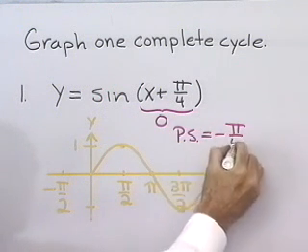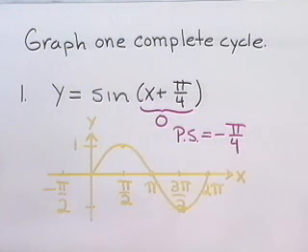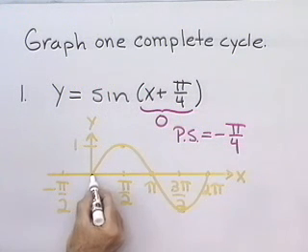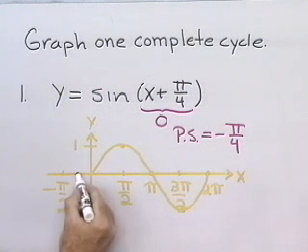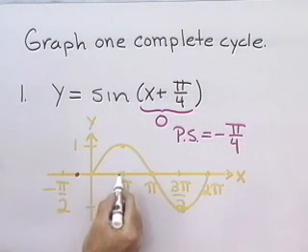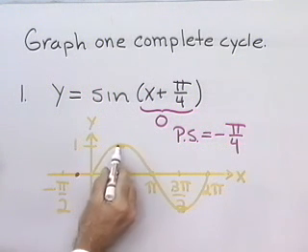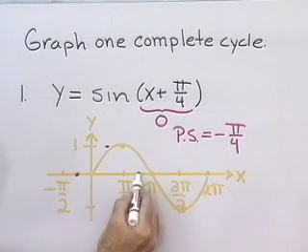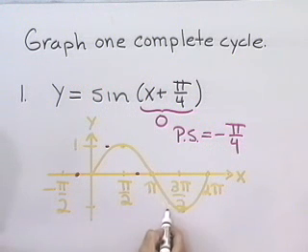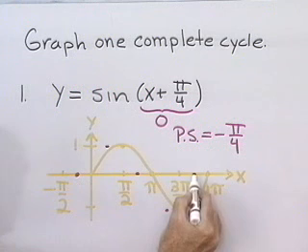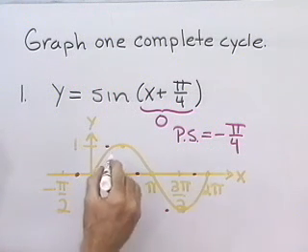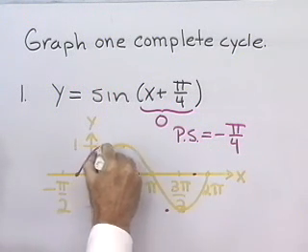Phase shift is equal to negative pi over 4. So where my graph would normally start right here, this graph is going to start at negative pi over 4. So all of these points on the graph are going to be backed up pi over 4 units. So where that was right there, it's going to be back pi over 4, and where that was right there, it'll be back pi over 4. So my graph is going to look like this.